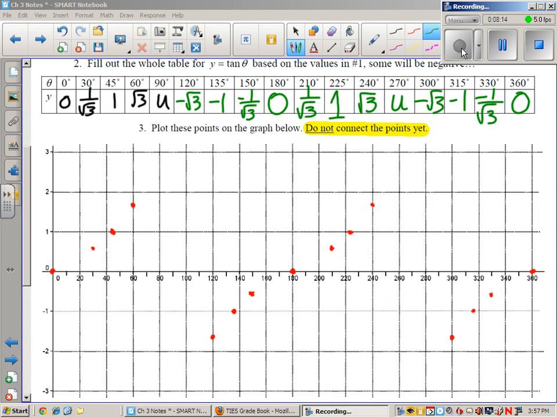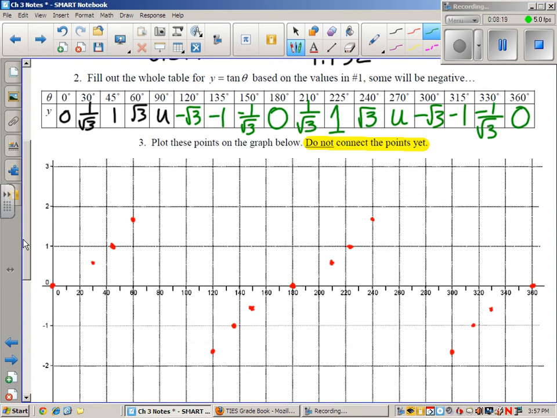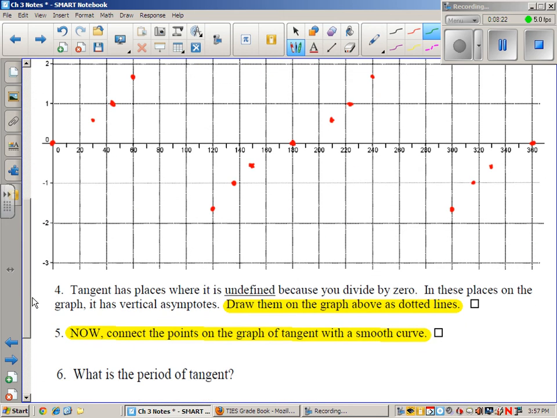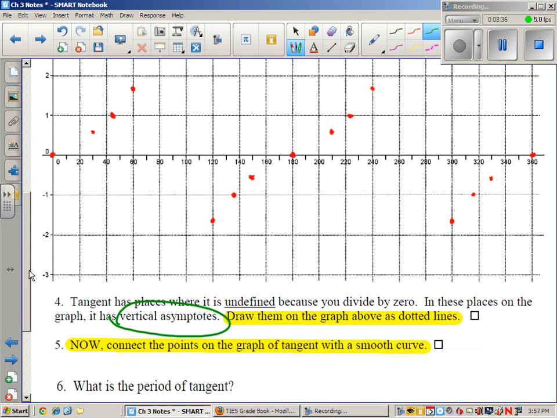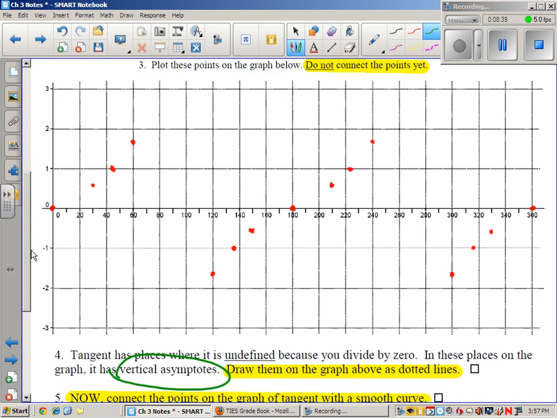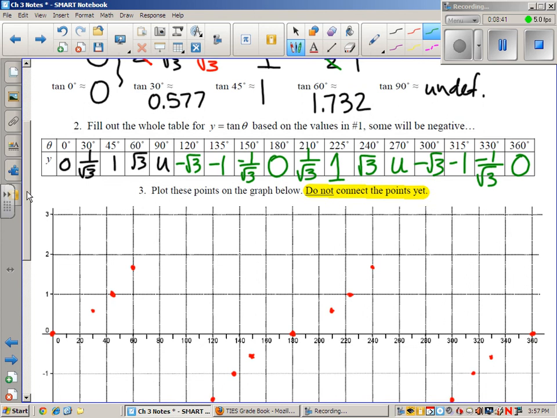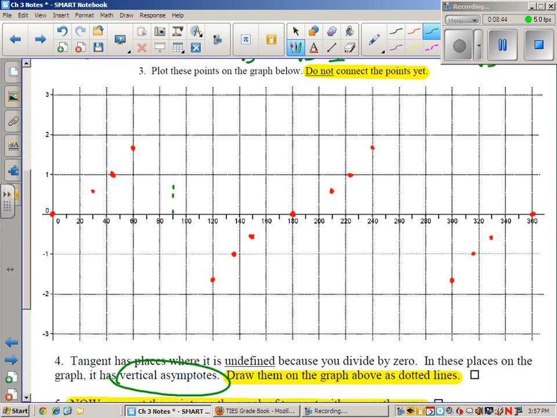All right, now that I've got all the points plotted, as you can see here, we're going to move on to the next step. We didn't plot any points when we were undefined, but tangent has places where it's undefined because you're dividing by 0. In these places, it has vertical asymptotes. So when we draw vertical asymptotes on our graph, we draw them as dotted lines. Okay, any asymptotes are going to be dotted lines. So these are going to be vertical dotted lines. We were undefined at 90 and 270. So at 90, I've got an asymptote. Okay, and 270 is going to have a vertical asymptote too.